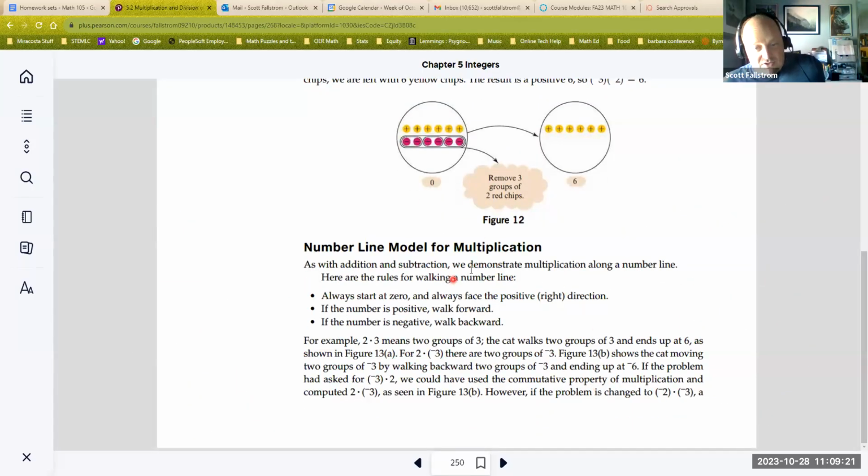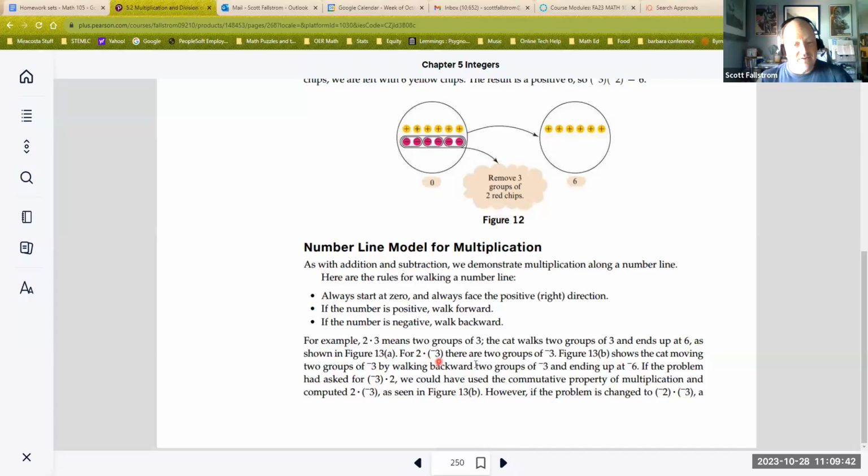Number line, multiplication and division. So we always start at 0, similar to the chips. We always start at 0, always face the positive or right direction. If the number is positive, I walk forward. If the number is negative, I walk backwards. And so, for example, 2 times 3 means 2 groups of 3. So I walk 2 groups of 3 forwards.